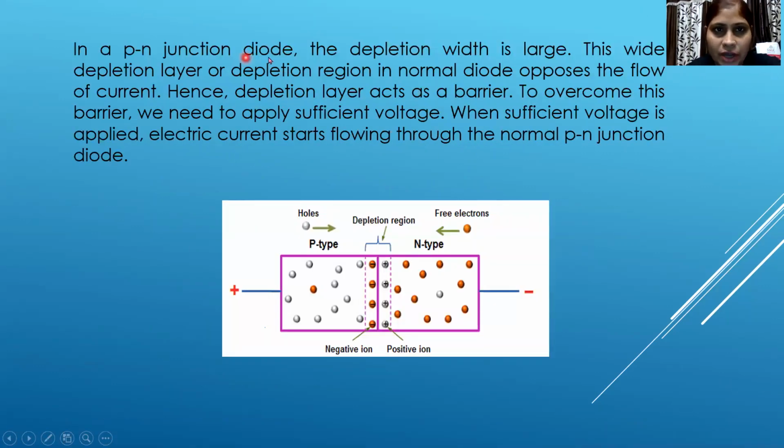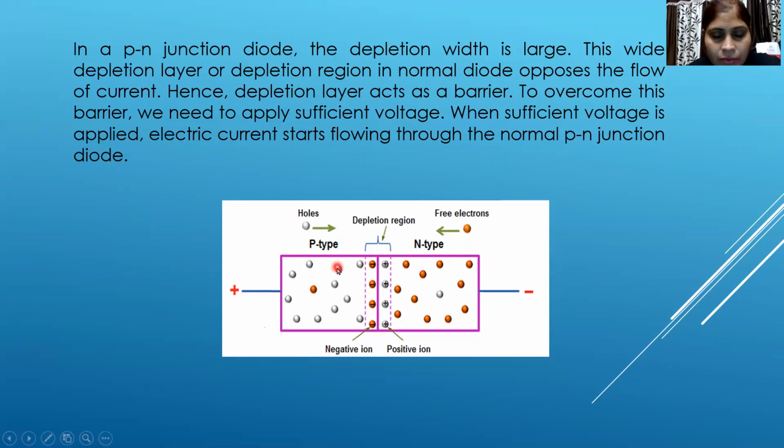So in a PN junction diode, the depletion width is large, and this wide depletion layer or depletion region in a normal diode opposes the flow of the current. Hence the depletion layer acts as a barrier.